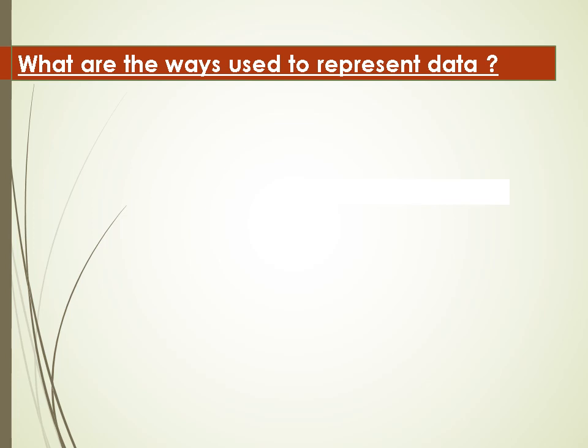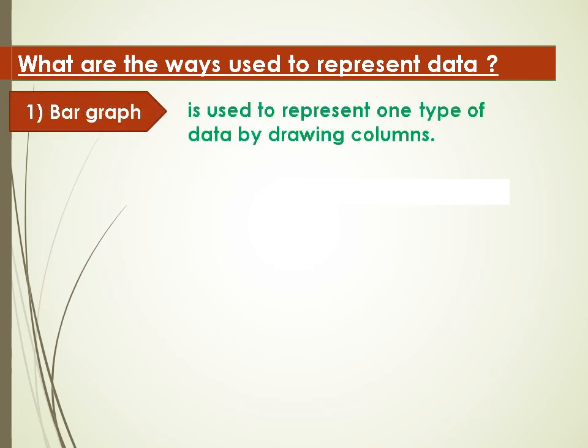First, bar graph. The bar graph is used to represent one type of data by drawing columns. For example, Hani made this list for the shirt colors his friends were wearing. Make a table and represent it by a bar graph.